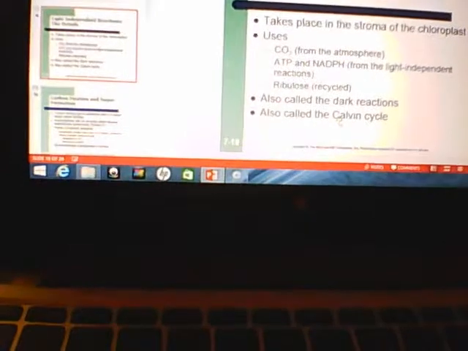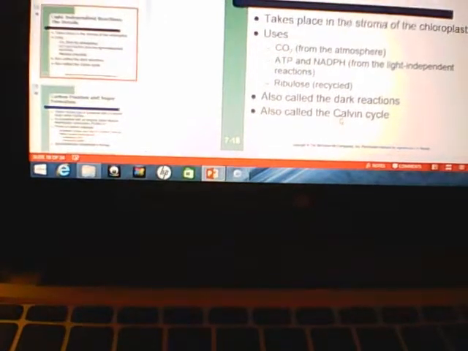So you always have to be cognizant or reminded of the fact that each one can be called something different by another scientist. So someone may call it the light independent reaction, others may call it the Calvin cycle.